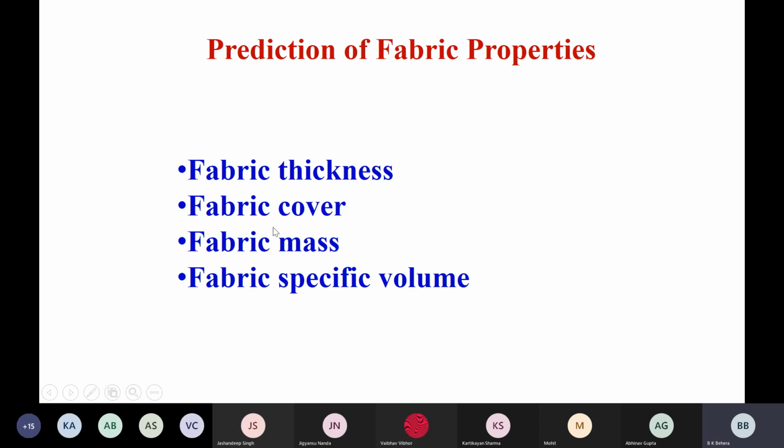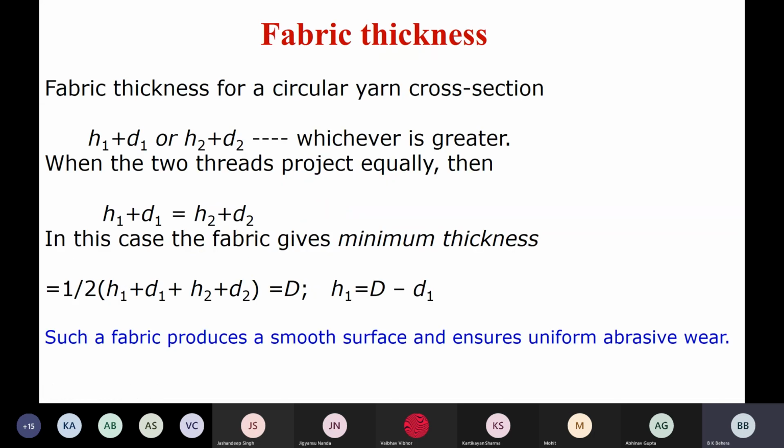Yesterday in the last tutorial class, I gave some idea. What is fabric thickness? Somebody, I forgot his name, answered also correctly. So that is what is written here. Look at fabric thickness. Fabric thickness for a circular yarn cross section. Because we are discussing everything in the context of Peirce geometry, and you know from the beginning all our assumptions of Peirce geometry. One of the assumptions is that the yarn cross section is a circle.